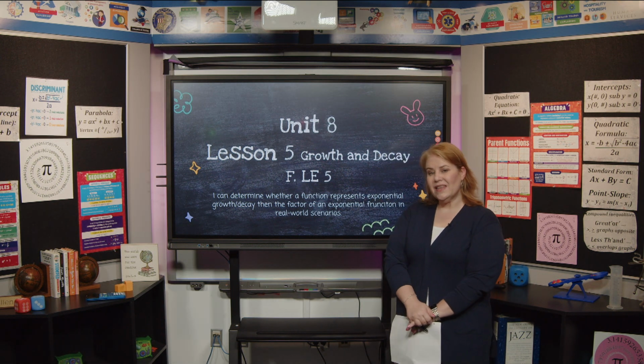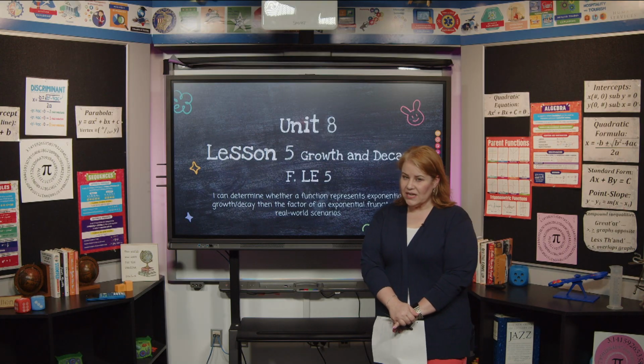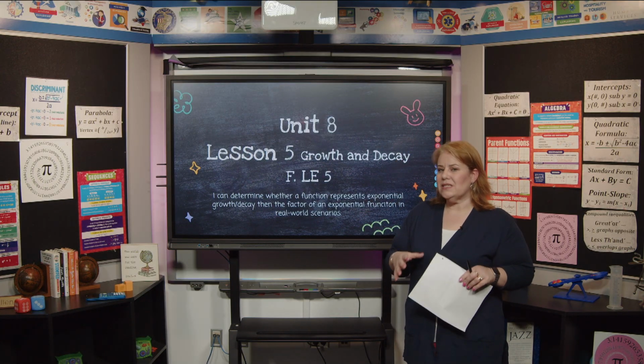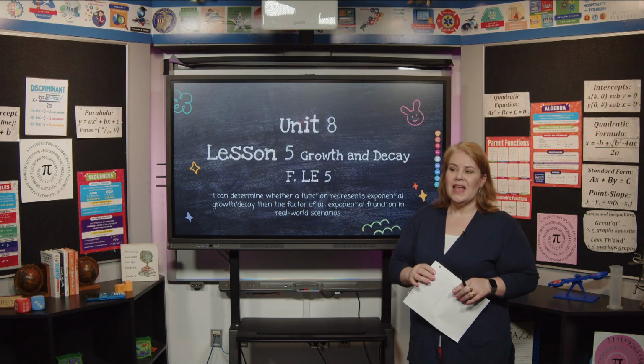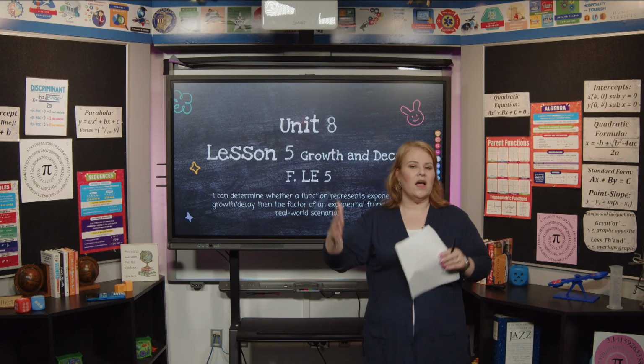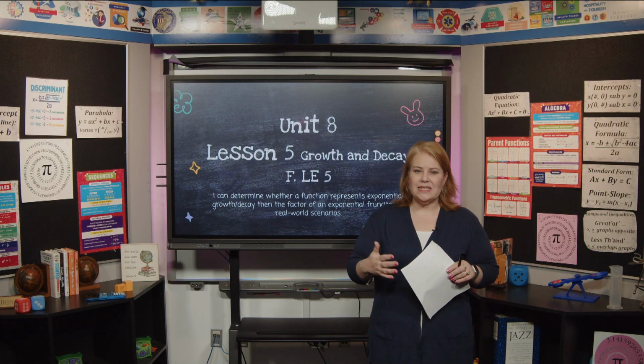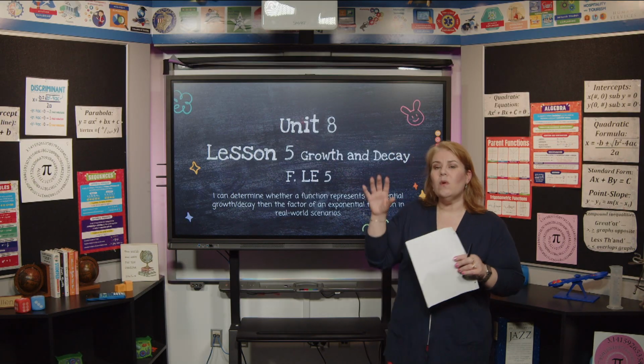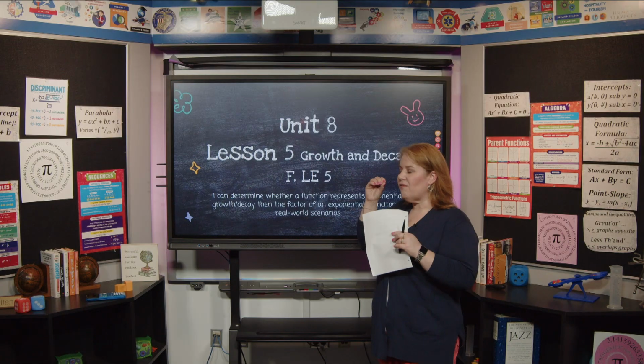Now, we are in Lesson 5. So let's have a conversation about Lesson 5. This is where we really go into that growth and decay of our exponential functions. This is where you will see a lot of those situations and circumstances and scenarios that you may see in your biology courses. So I want us to make sure that we're taking very good notes.